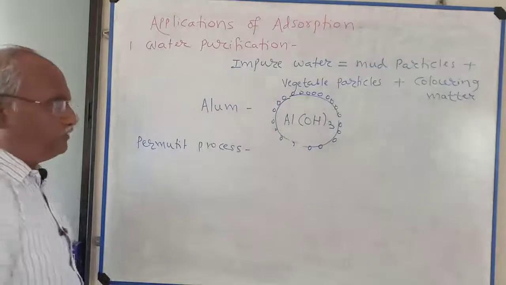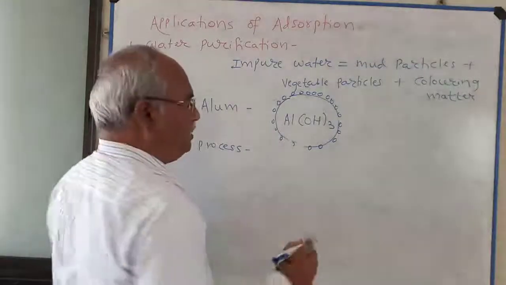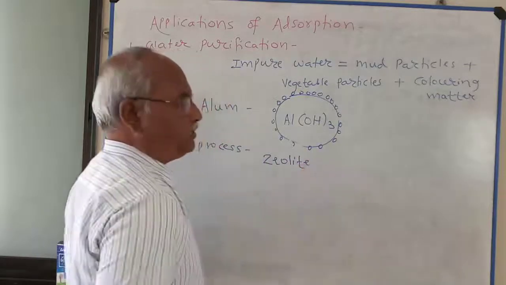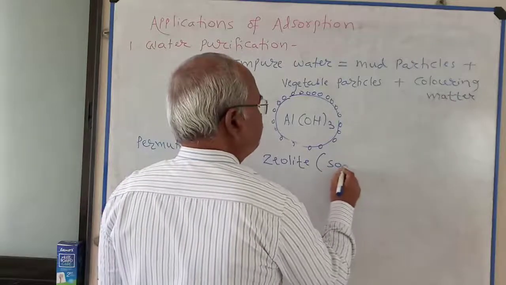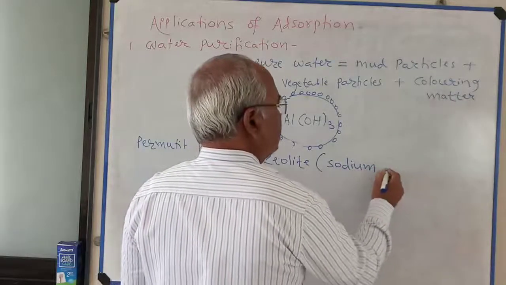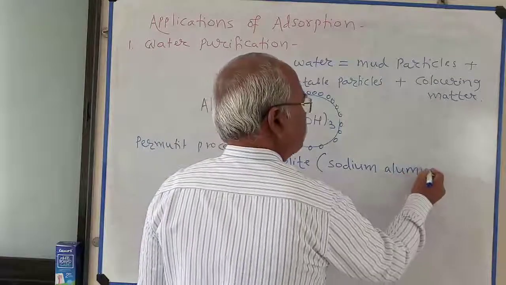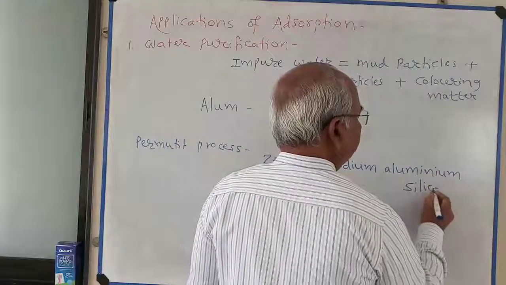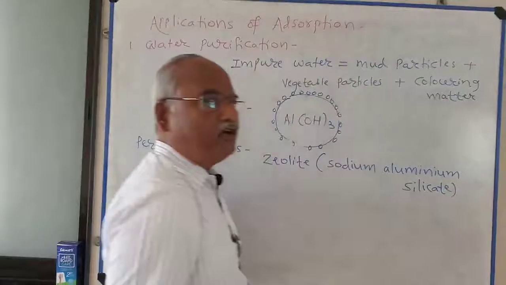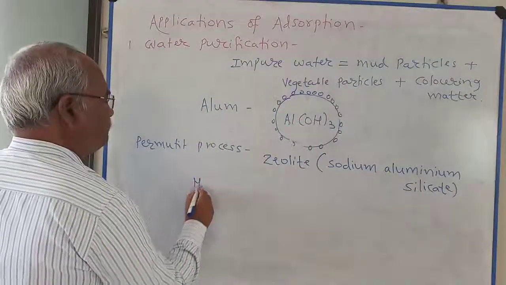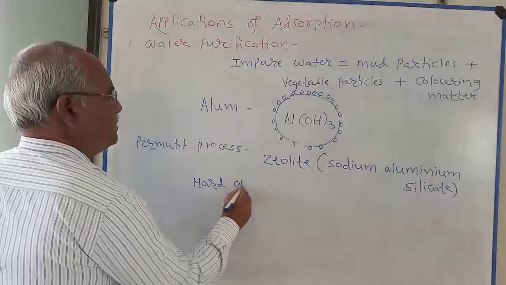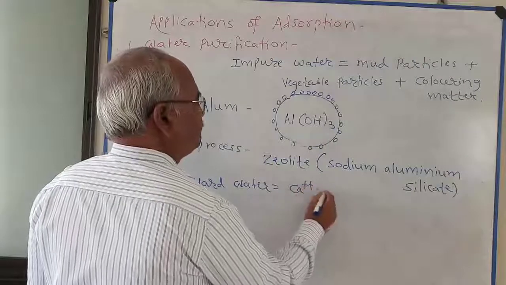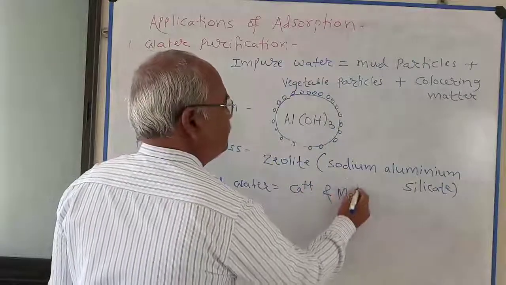In this process, impure water is passed through layers of zeolite. Zeolite is sodium aluminium silicate. Hard water contains Ca++ ions and Mg++ ions.